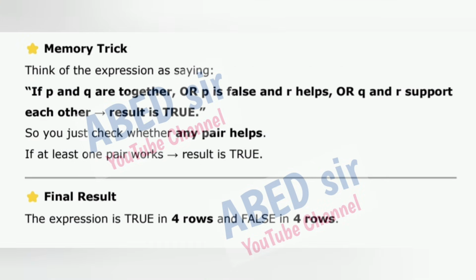Memory trick: think of the expression as saying, if P and Q are together, or P is false and R helps, or Q and R support each other, the result is true. So you just check whether any pair helps. If at least one pair works, the result is true. Final result: the expression is true in 4 rows and false in 4 rows.